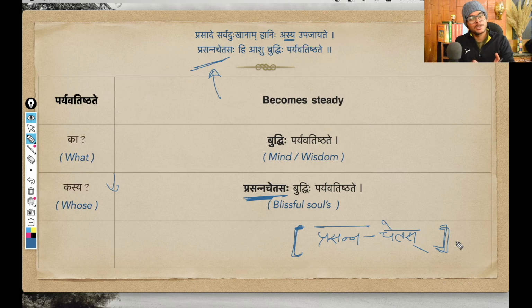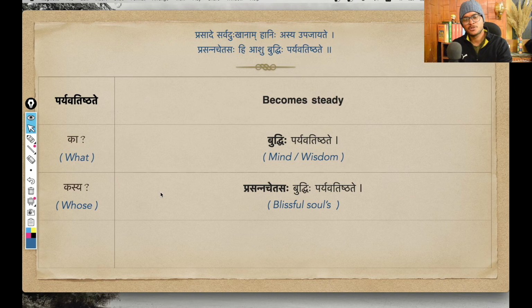And for such a person, sarva dukkhanam hanihi upajayate. The cessation of all the sorrows, all the agitations has happened. And so now this jiva, which felt bound earlier, has now become this blissful soul. Okay, so in that sense, that prasanna chetas, that blissful soul. And Krishna is saying that such a person's prasanna chetasaha buddhihi paryavatishthate, that a blissful soul's mind, his wisdom, becomes firm, becomes steady. Okay, prasanna chetas, this pratipadika is being used in shashthi vibhakti ekavachanam. So I hope this pada is also clear.